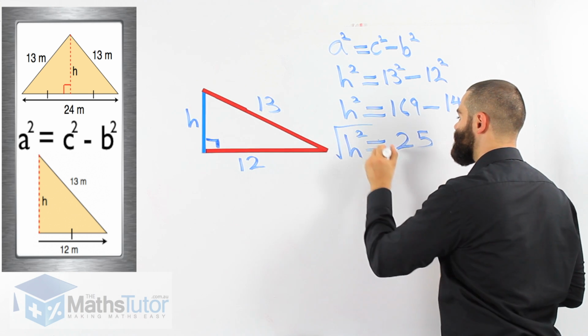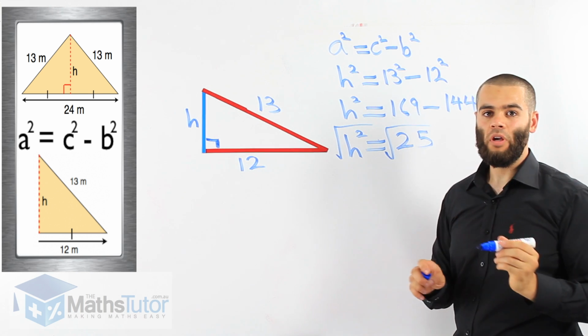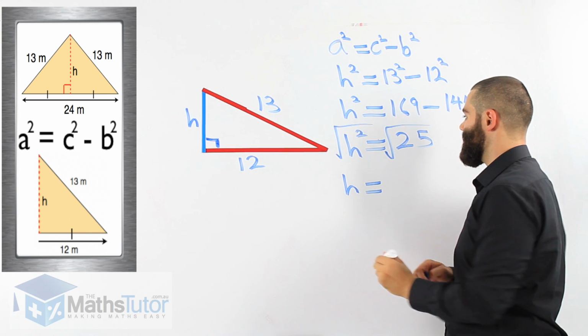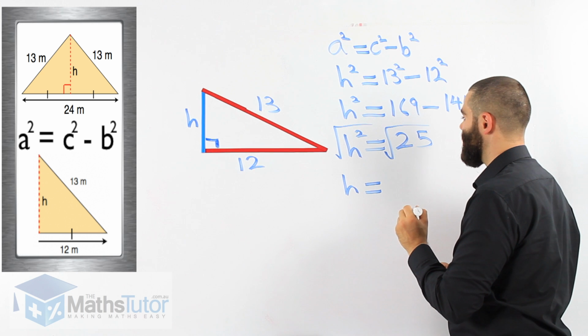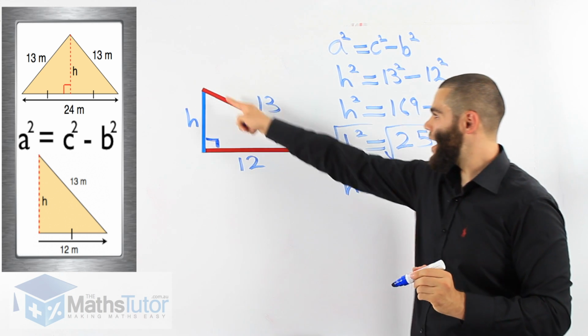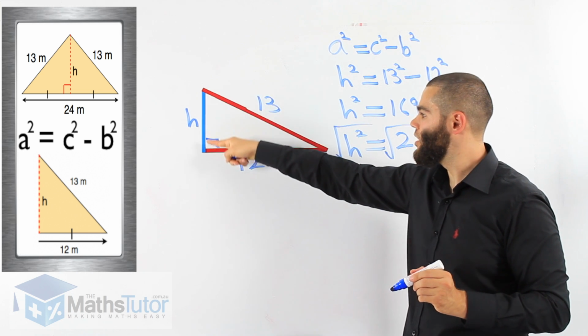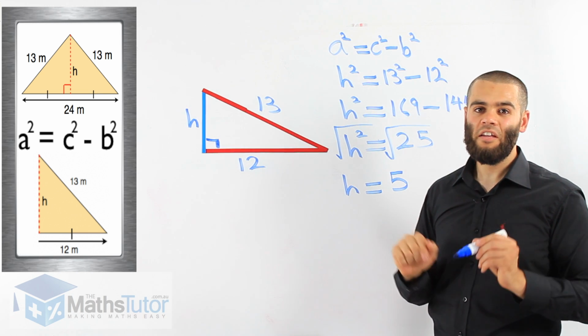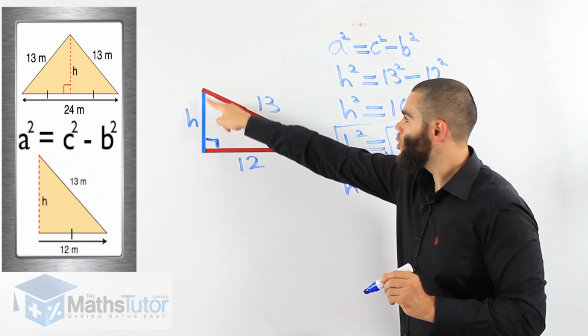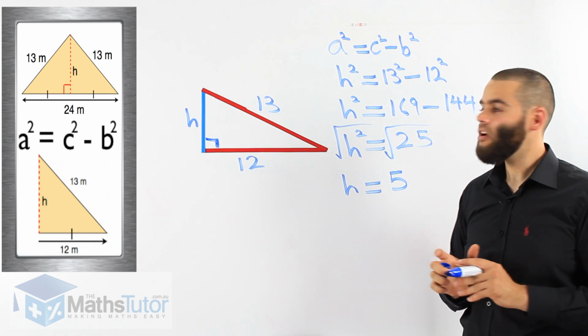What do we do? We square root. Always in Pythagoras, remember that. Square root of 25. Our answer is 5. Therefore, the height of our roof, the vertical height, is 5 meters from the bottom all the way to the top, the apex of the roof.